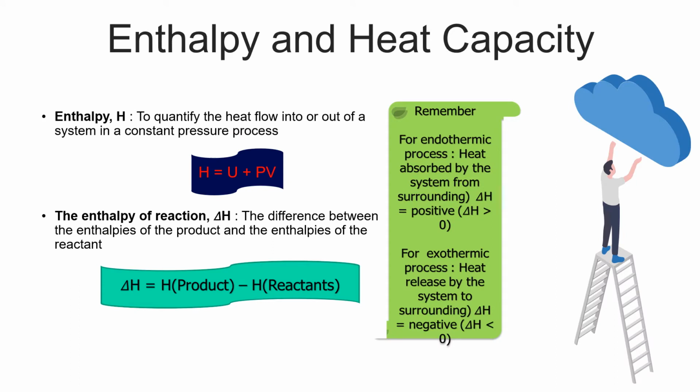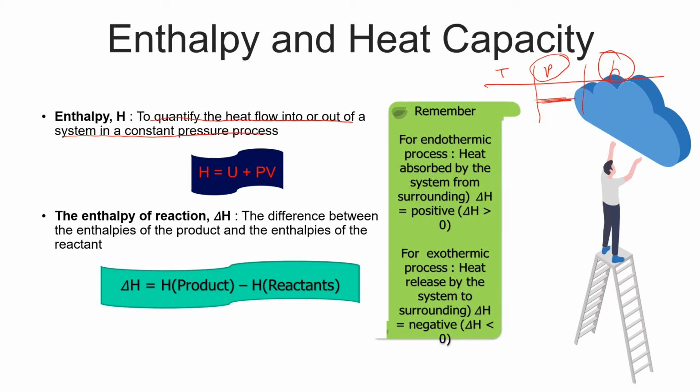Next is the enthalpy and heat capacity. We have encountered enthalpy before, so you have used enthalpy a lot. Enthalpy quantifies the heat flow into or out of the system in a constant pressure process. If you look at the value of H in the table, you see T and then P and then H. So this H is basically for a constant pressure process, and it depends on the pressure.